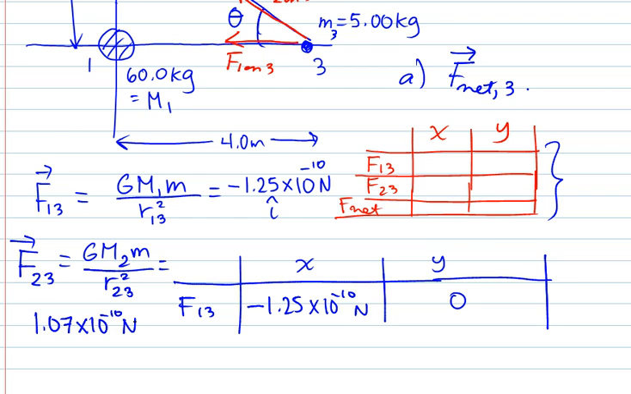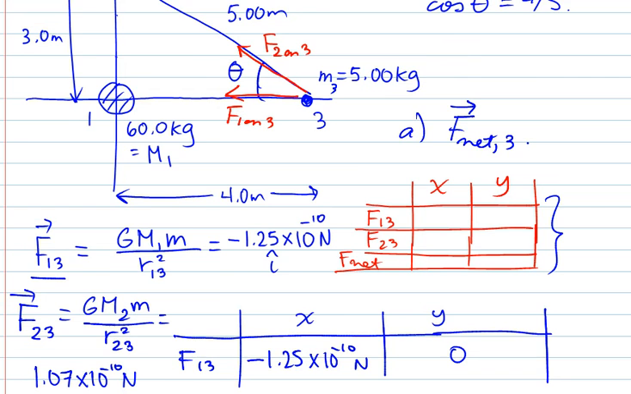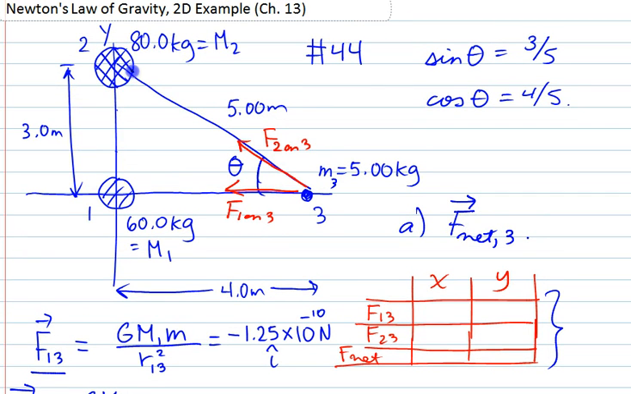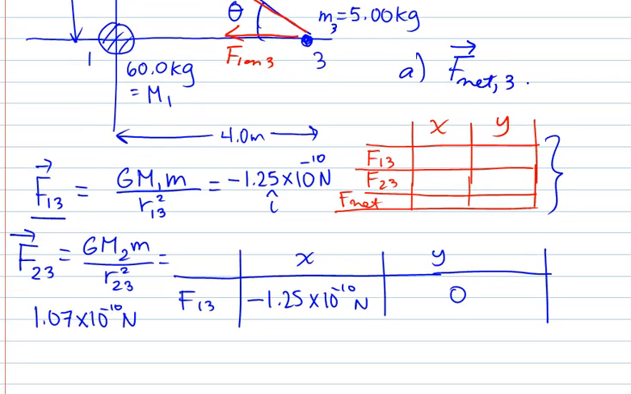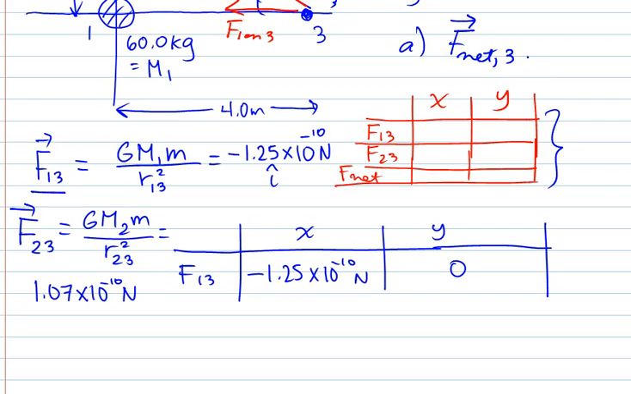You might notice that that's less than what we found for F13. The reason for that is that even though we've got more mass, about a third more, we've got more distance. We've got a quarter more. And distance has a much greater effect because of our 1 over r squared. Okay, so now we need to take this and split it up into components. F23 in the x direction is going to be F23 cosine theta, but we said previously that cosine theta would be 4/5.